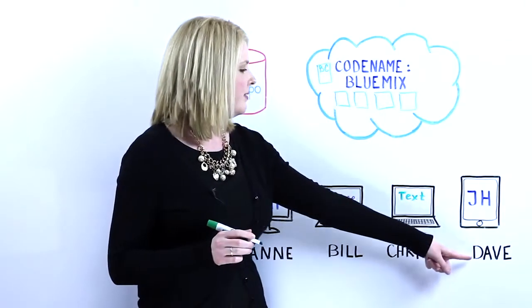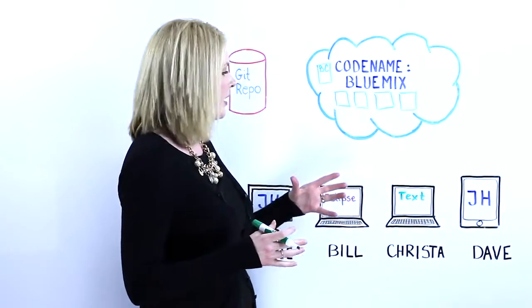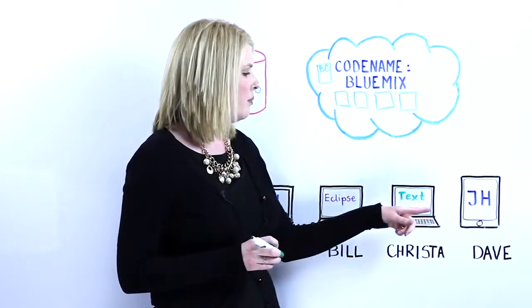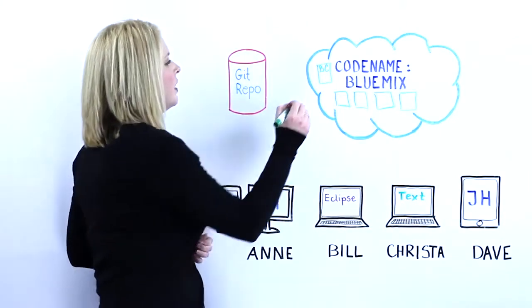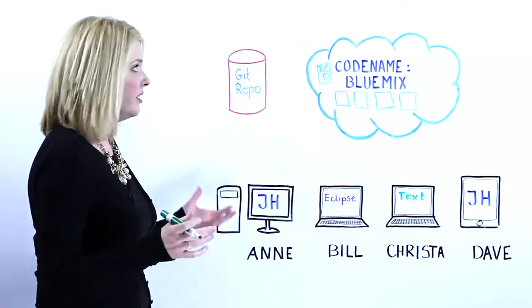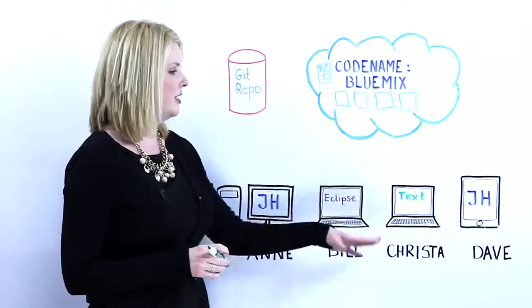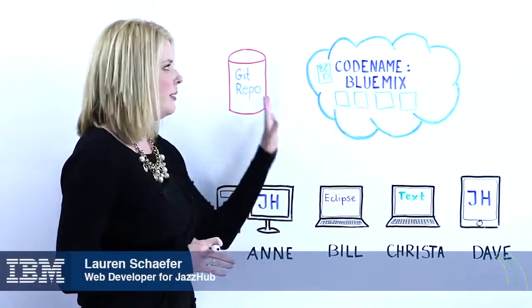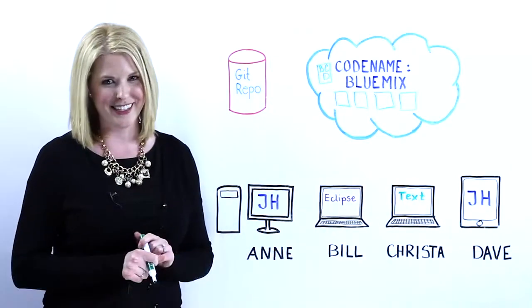Finally, we have Dave. And Dave's finished up his defect fix and he's ready to deliver his changes. So he uses the JazzHub browser editor to push his changes to the Git repository, and that automatically triggers an update. So Anne is thrilled. She accesses the team's deployment and she sees Bill's feature, Krista's feature, and Dave's defect fix. Any member of the team can log in and see the latest version of the code. Now that is DevOps in action.